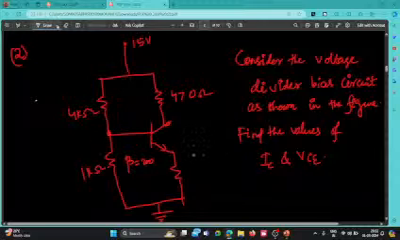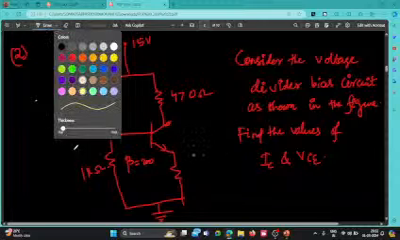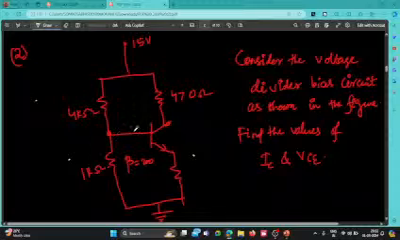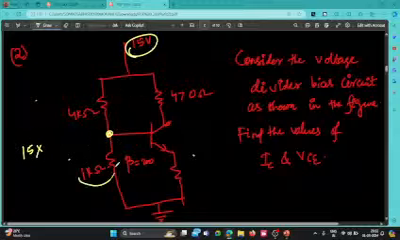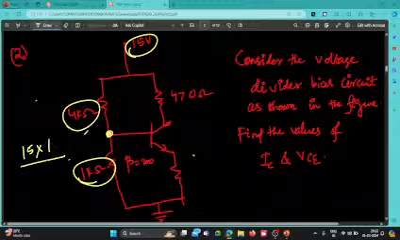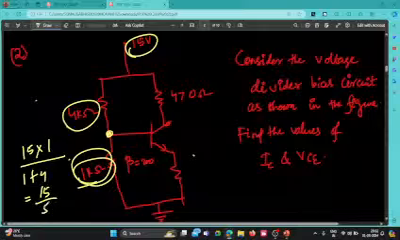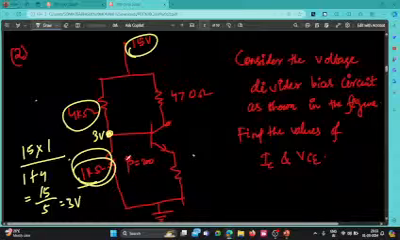See here, voltage divider bias. That means you have to find the voltage. How to find? You find this voltage as this resistance divided by this plus this. Okay, this is how you find. So 15 by 5, that is 3. So 3 volt is the voltage here. Okay, got it?